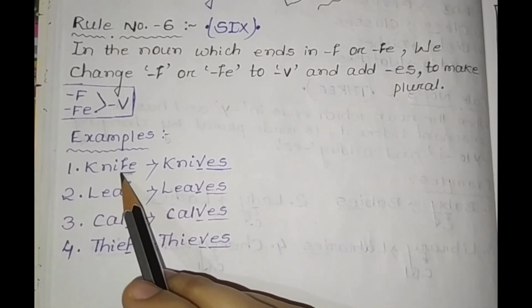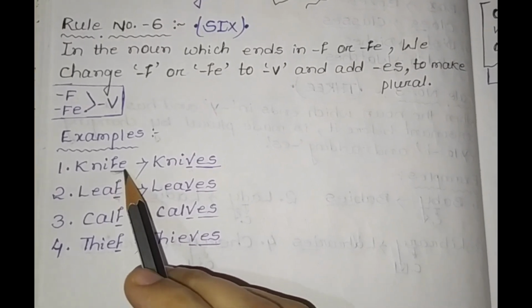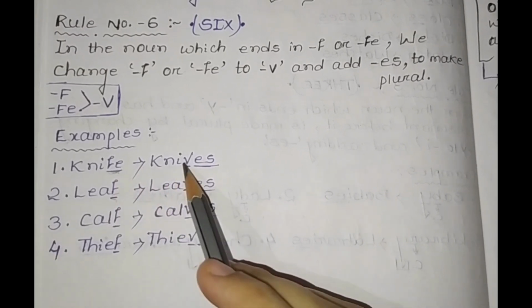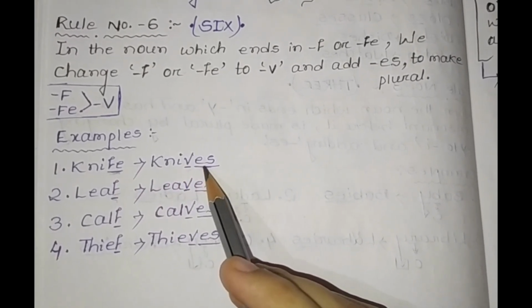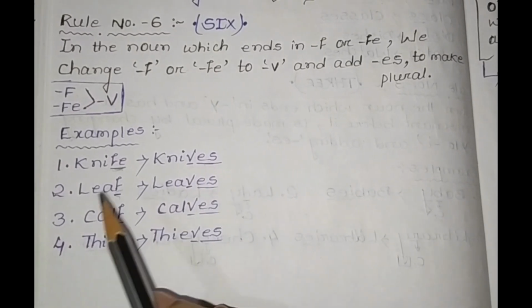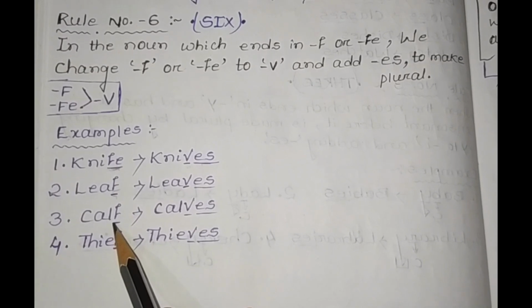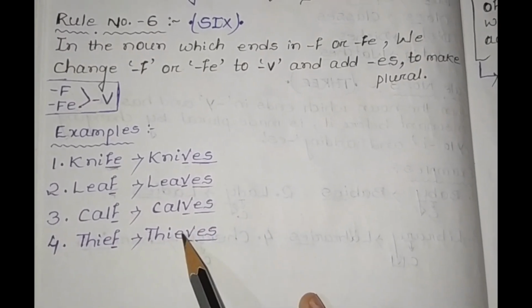Knife. The noun knife ends with fe. So, instead of fe, we add v here and we add es to make it plural. Then coming to number 2, leaf, leaves. Calf, calves. Thief, thieves.